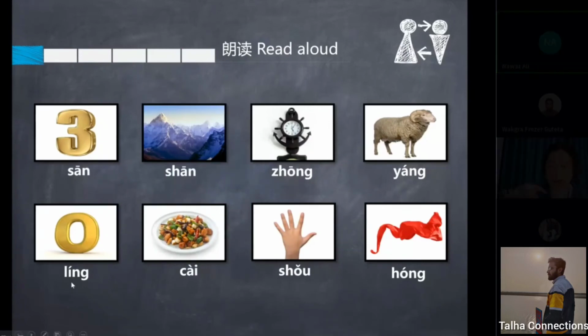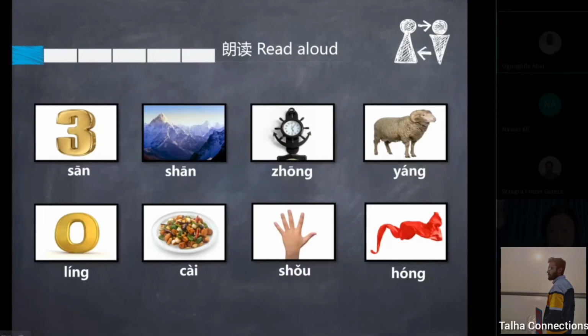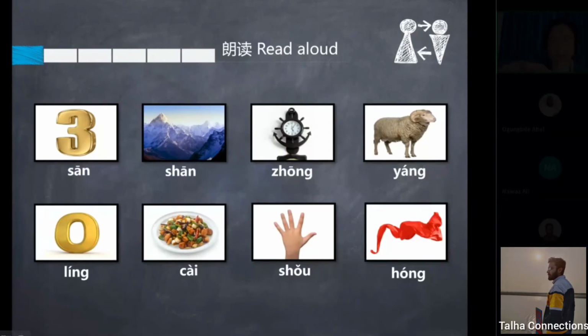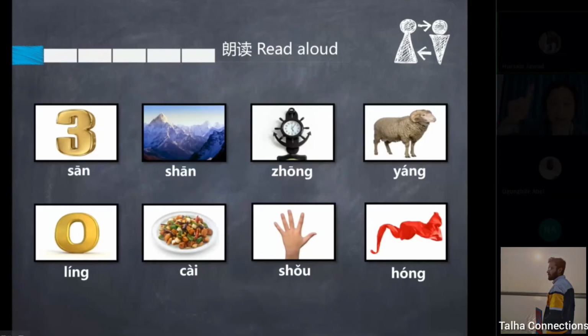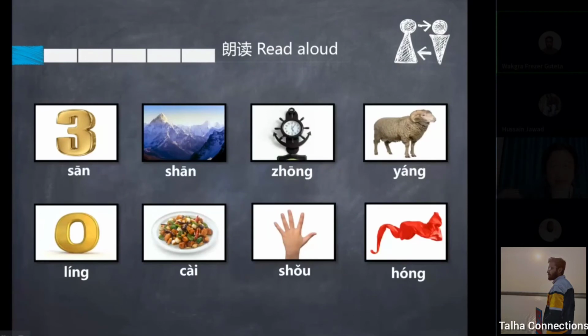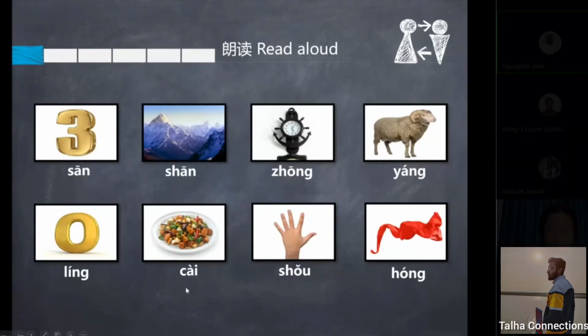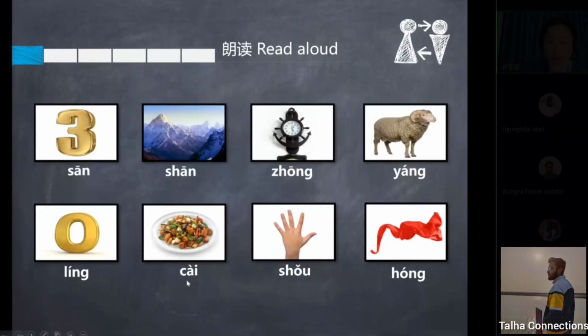Ling. Ling. Ling. Good. Very good. Ling is zero. Okay, let's try this one.